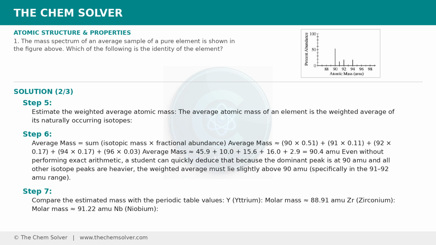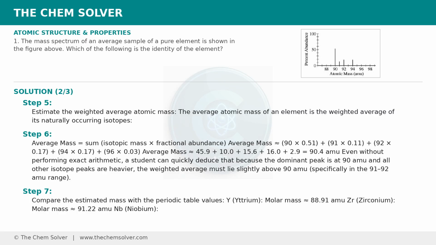Estimate the weighted average atomic mass. The average atomic mass of an element is the weighted average of its naturally occurring isotopes. Average mass equals the sum of isotopic mass times fractional abundance. Average mass approximately 90 times 0.51 plus 91 times 0.11 plus 92 times 0.17 plus 94 times 0.17 plus 96 times 0.03. Average mass approximately 45.9 plus 10.0 plus 15.6 plus 16.0 plus 2.9, which is equal to 90.4 AMU.